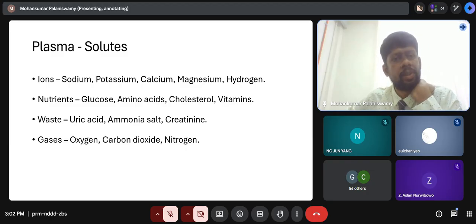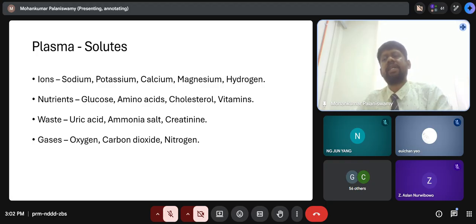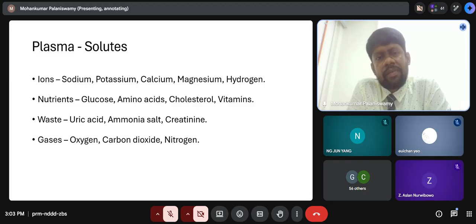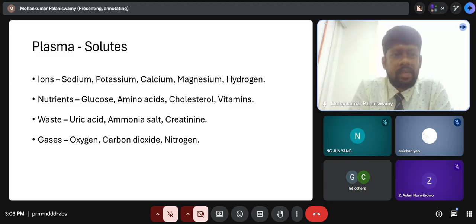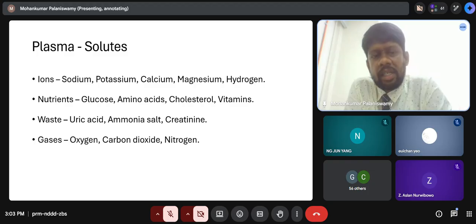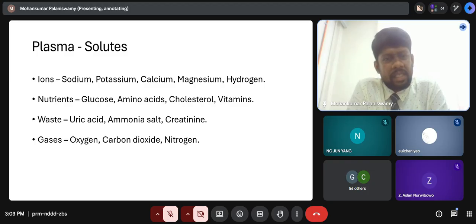Ions like sodium, potassium, calcium, magnesium, and hydrogen ions are present in our blood. Nutrients: we have glucose, amino acids, cholesterols, and vitamins. They are called nutrients, and those are also present in our blood. Then waste products like uric acid, ammonium salts, and creatinine. These are all the waste products which are also present in our blood. Then gases like oxygen, carbon dioxide, nitrogen. So these are all the gases that are present in the blood.